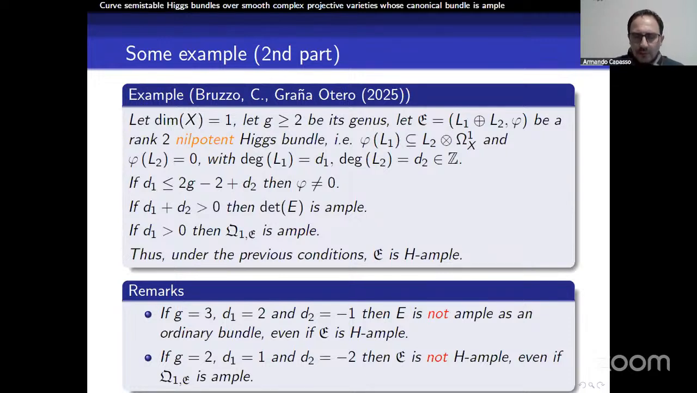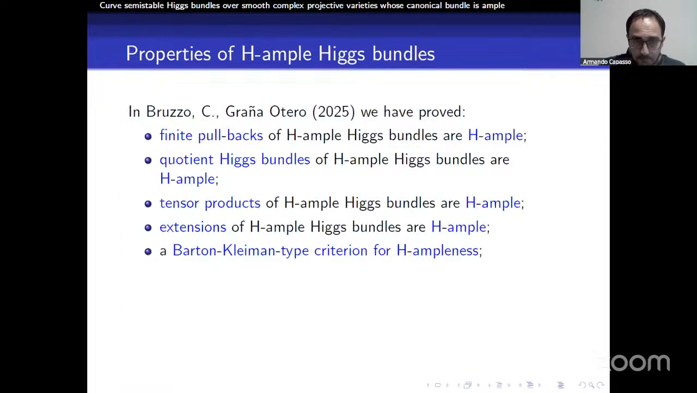First consideration. Second consideration, the condition on the determinant line bundle is not optional. Otherwise, one can find a Higgs ample vector bundle whose degree is negative, and this is not nice in my humble opinion, from one hand. On another hand, we need this condition because otherwise the Barton-Kleiman criterion for this ampleness does not work so nice. So what are the properties of Higgs ample Higgs bundles?